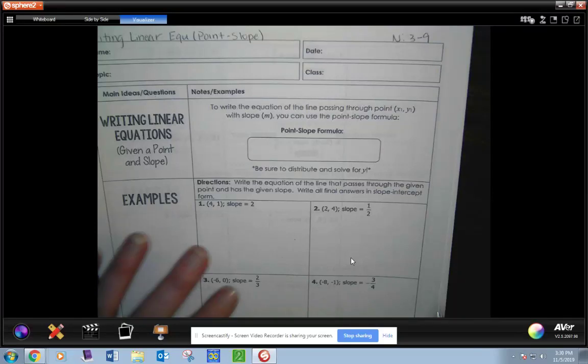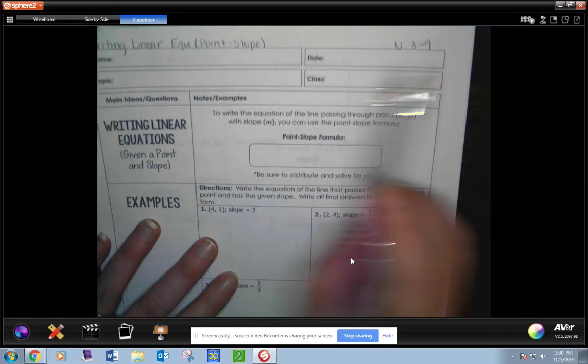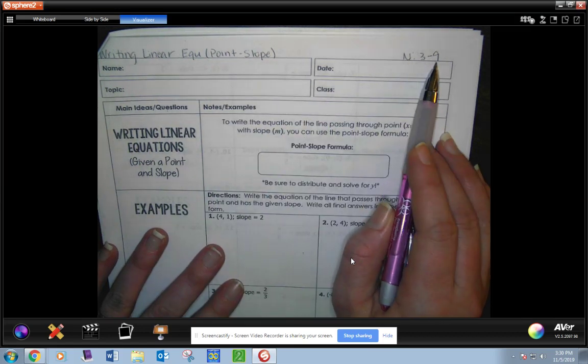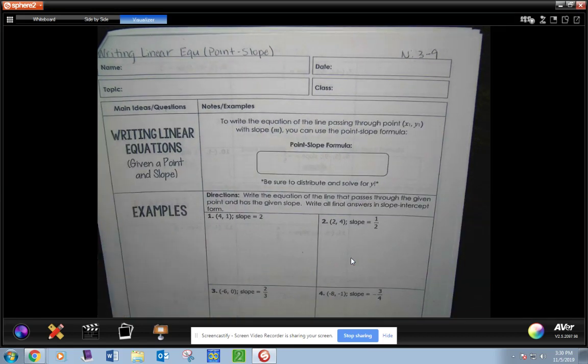Okay, guys, if you will flip in your packet to writing linear equations with point slope, this is notes 3-9. Once you're here, we're not going to do all of them. We're going to do the front page and then one on the back. This is actually a really easy formula. We're going to spend a couple of days working this formula.